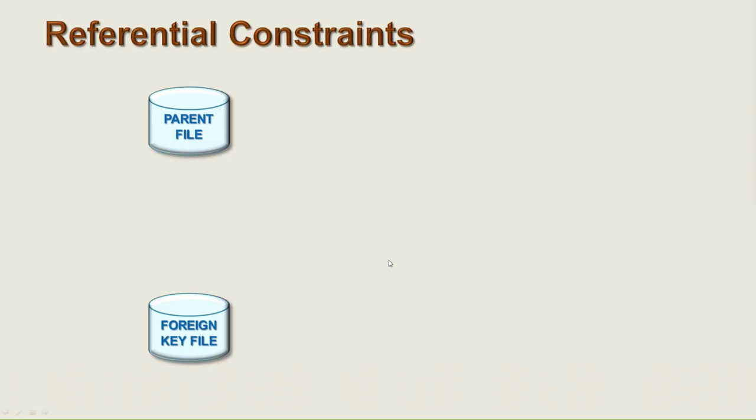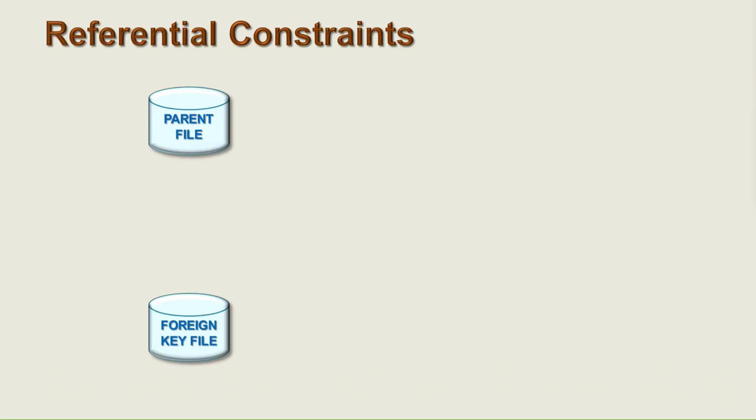Right, now we come to probably the most complex concept. And this is where we start talking very seriously about relational databases. Relational databases are made up of two files related together using a referential constraint.